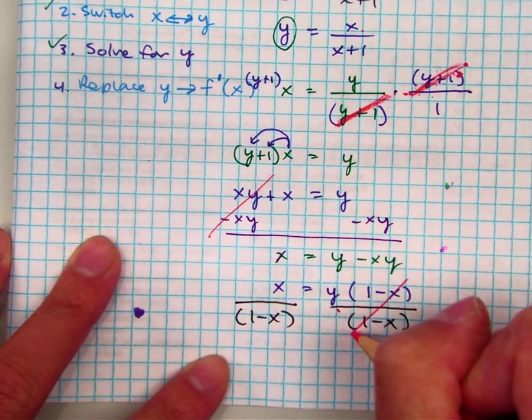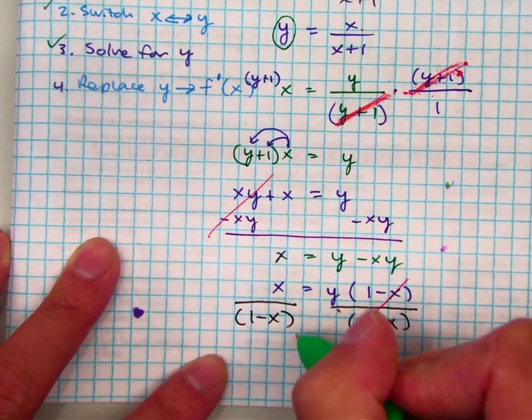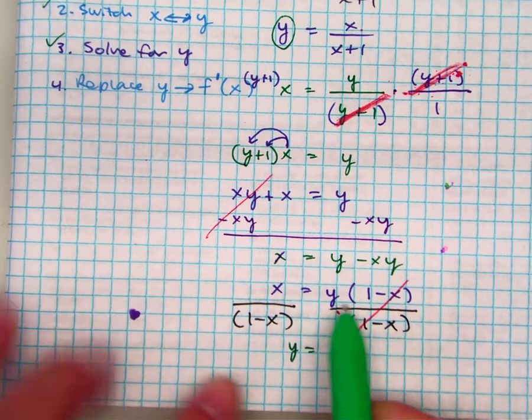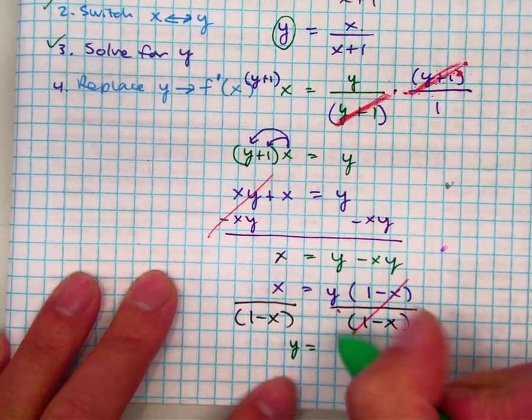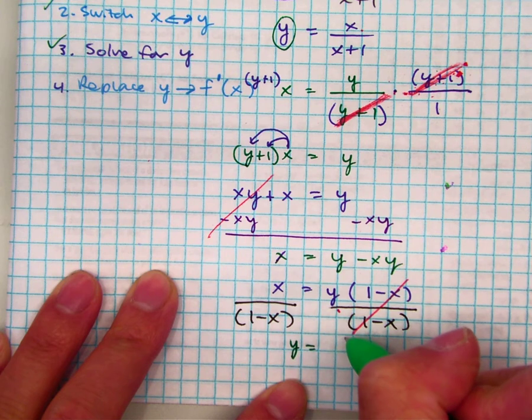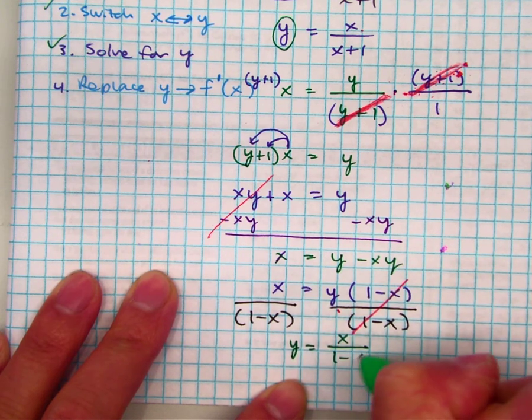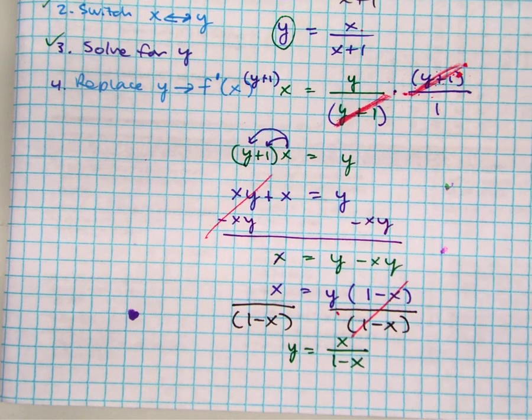These will cancel. I'm left with y equals, so I'm switching sides here, x over 1 minus x. Remember, don't be tempted to cancel your x's there.